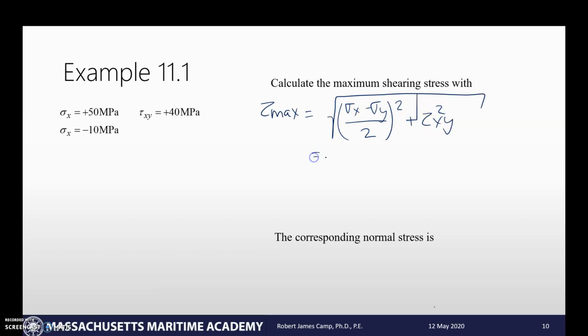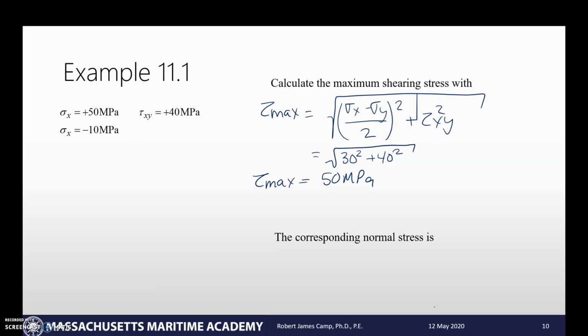And so now if I plug in all those numbers, we're going to end up with 30 squared plus 40 squared. Take the square root of the whole thing. And so the maximum in-plane shear, once we solve that, is going to be 50 megapascals. Now, once again, want to figure out what the maximum in-plane shear stress angle is.